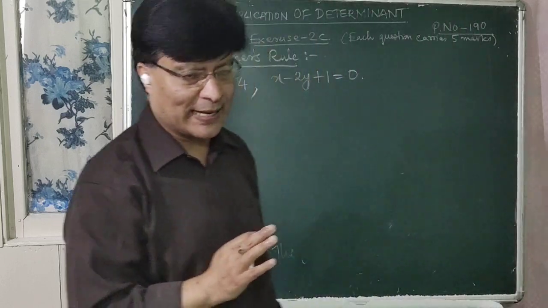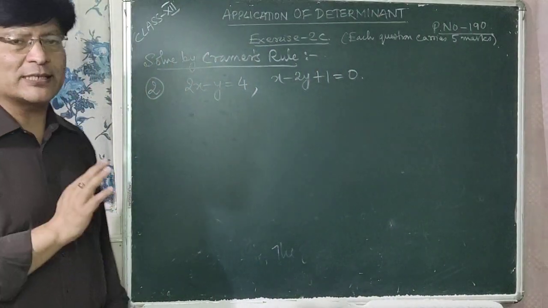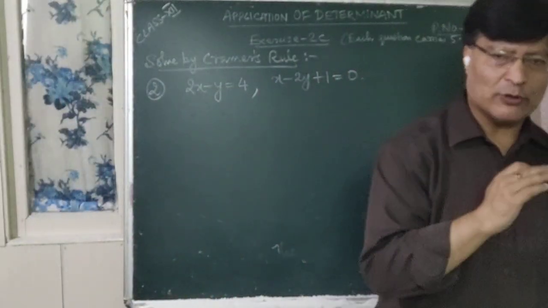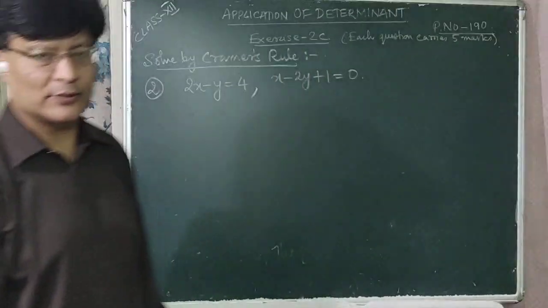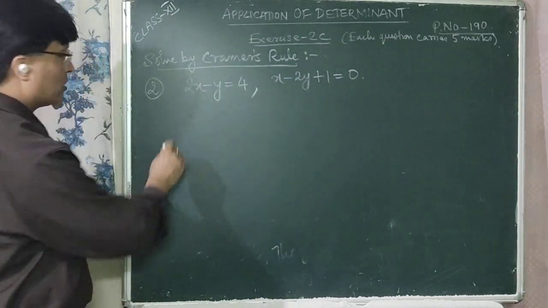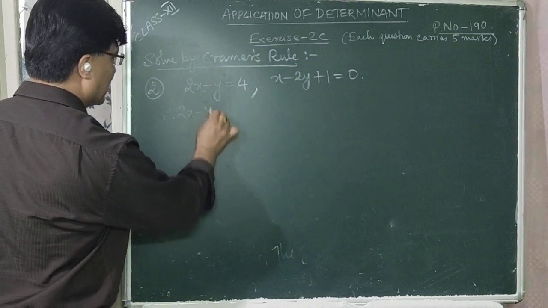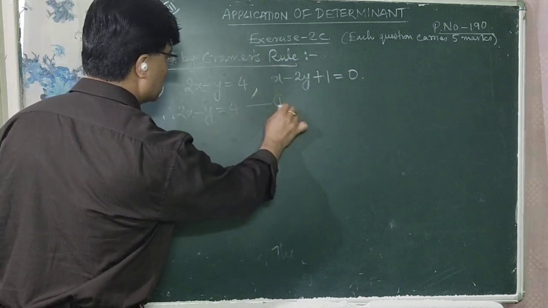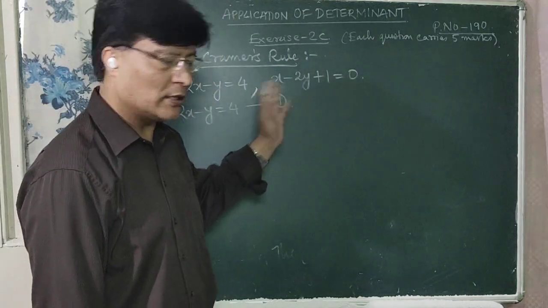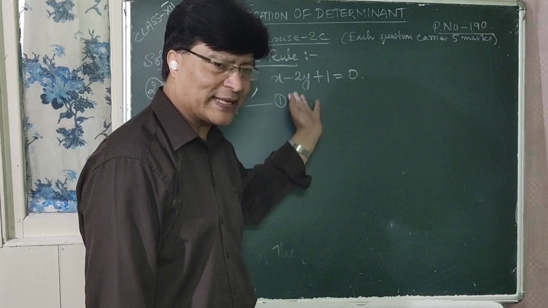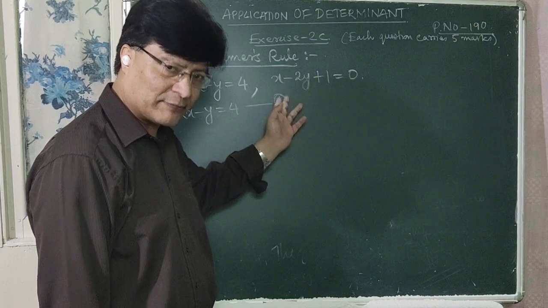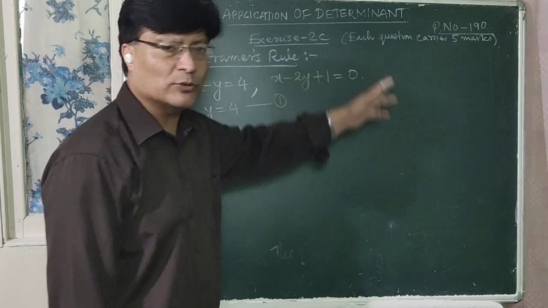So I already told you that always you have to write down the constant term on the right hand side. If it is on the left hand side, you have to take that constant term to the right hand side. So let us write down the first equation. The constant term is on the right hand side, therefore 2x minus y is equal to 4. So this is your equation 1. But in the second equation, plus 1, the constant is on the left hand side. You have to take that constant term to the right hand side.